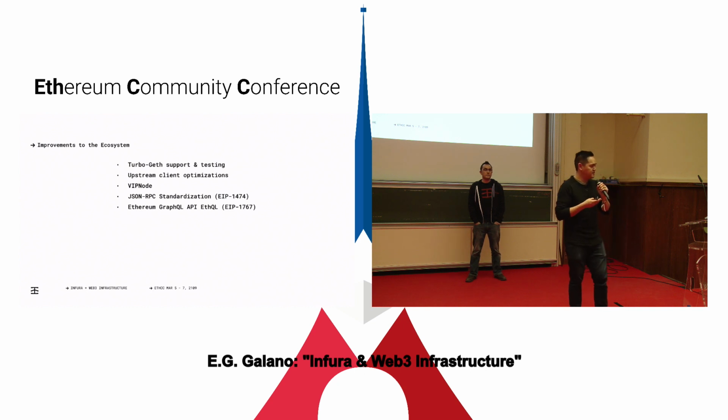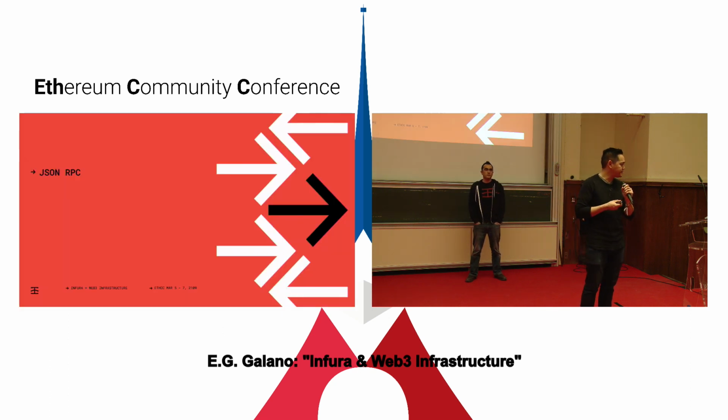Some of the other improvements to the ecosystem, again, lowering the cost to run a node. Alexei Akhunov's been working on this TurboGeth project, which is sort of reimagining how the state storage and database storage for a client should work. And we've been helping support him through funding as well as testing. We upstream client optimizations whenever we run into performance bottlenecks. We've been funding the research and development of VIP node. And we participate in the JSONRPC standardization so that we can standardize on RPC responses for errors. And lately we've been working on this GraphQL API that Chris is going to be talking about.